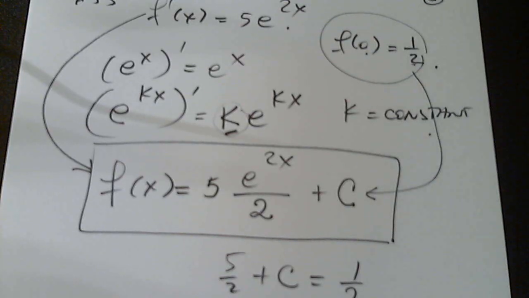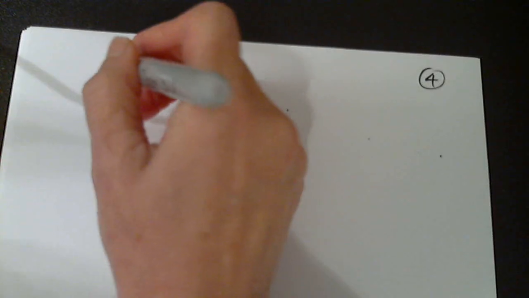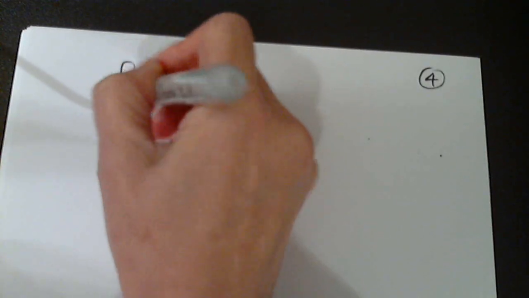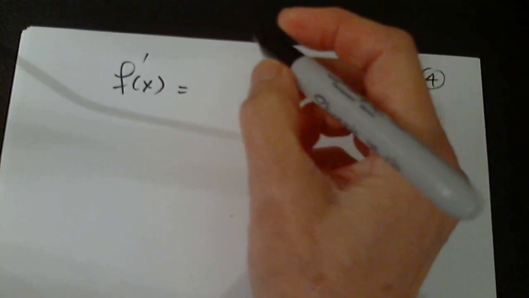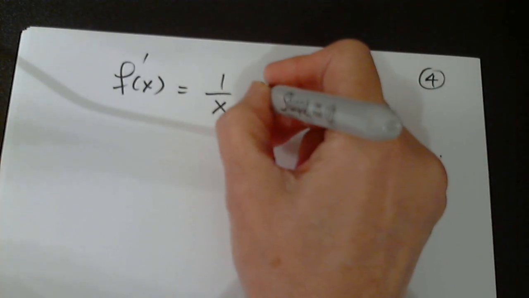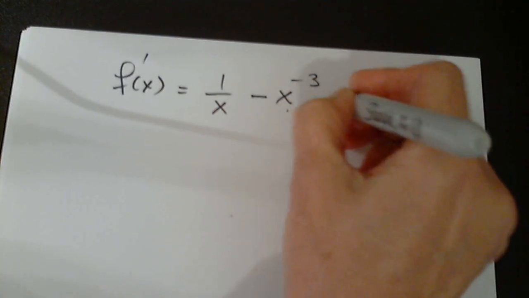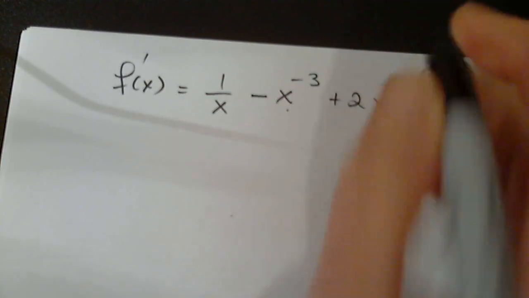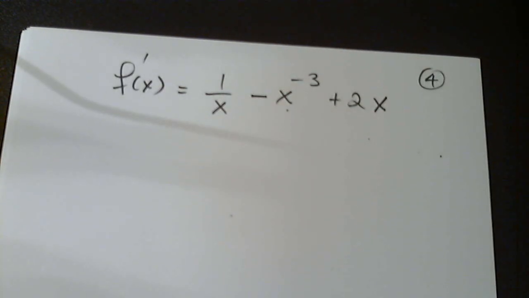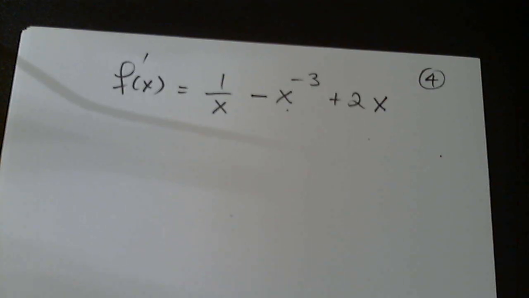Okay, one more example that I would like, with your permission, to make up. So let's suppose I have a derivative that has 1 over x minus x to -3 plus 2x. This time I'm asked to find the most general antiderivative, no condition. Okay.